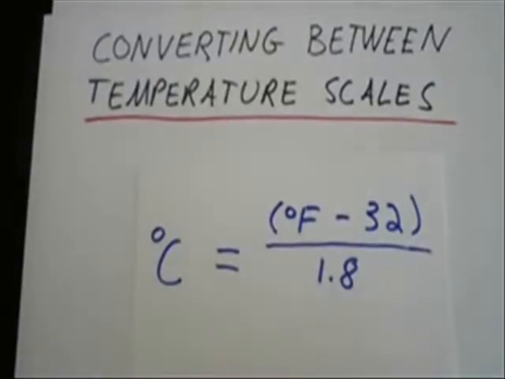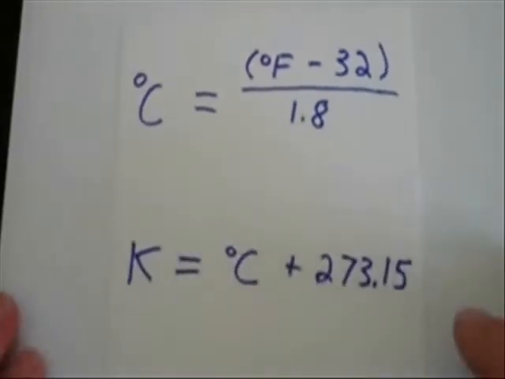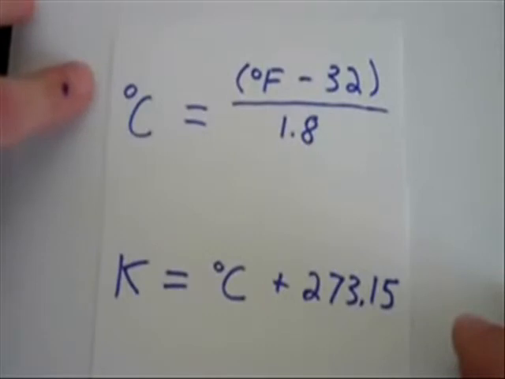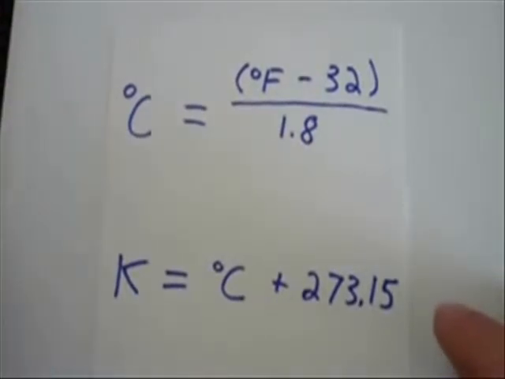Alright, in this video I'm going to show you how to convert between temperature scales. The scales I'm going to show you today are the Celsius, Fahrenheit, and Kelvin scales. Really all you need to do is commit these two formulas to memory. The top one involves Celsius and Fahrenheit, and the bottom one involves Celsius and Kelvin.